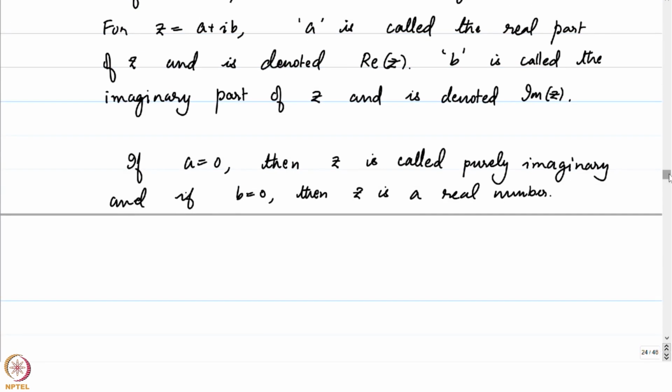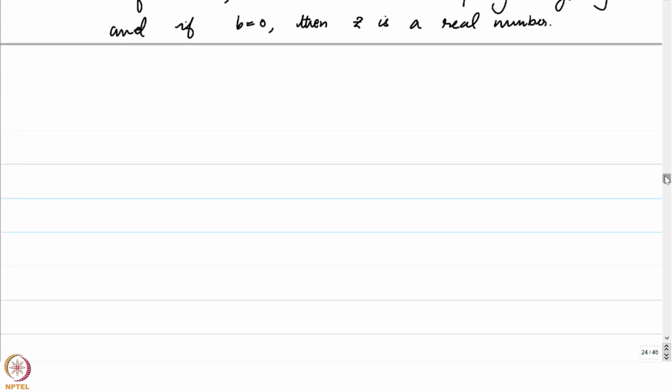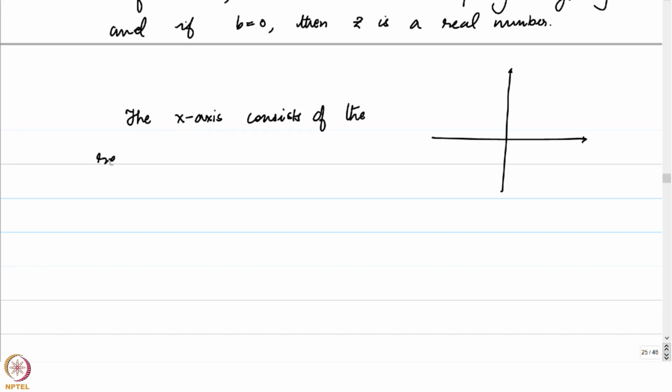Okay, now that we have invoked the identification, let's see what happens. So this can be thought of as the complex plane. We have the x-axis and the y-axis. The identification which I wrote earlier was by sending 1 to (1, 0), and therefore the x-axis consists of purely real numbers, and hence is called the real axis. So when we say real axis, we mean the x-axis.